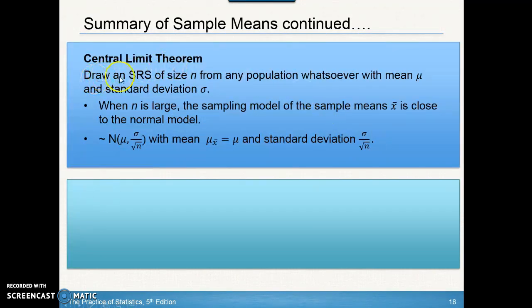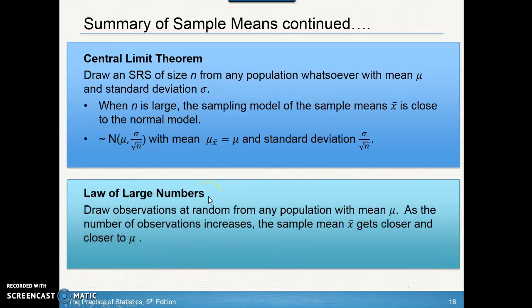So central limit theorem. Number one, make sure it's an SRS of size n from any population whatsoever, doesn't matter what it is, with mean mu and standard deviation sigma. When n is large, the sampling model of the sample means X bar is close to normal. So if you take large enough samples and find the mean, put all those means on a graph, that's going to be approximately normal, with the mean of the population mean. The standard deviation divided by the square root of n is the standard deviation of your sample means. And remember, the mean of the sampling distribution is equal to the mean of the population.